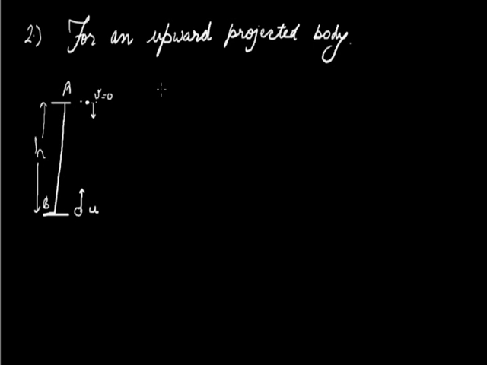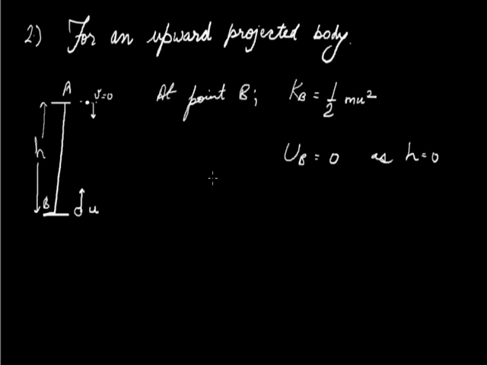at point B, the kinetic energy is equal to half m u squared, but the potential energy at B is equal to 0, as the height is equal to 0 at this point. So if we discuss point B, we get the kinetic energy as the half m u squared value, and now we are going to point A, and at point A we find that the kinetic energy at point A should come to 0 because the final velocity is 0 at the height h.